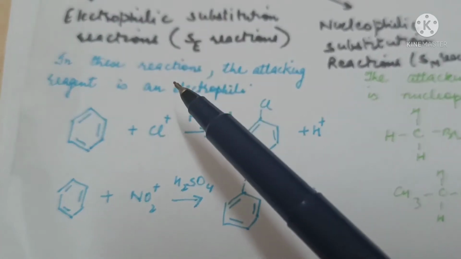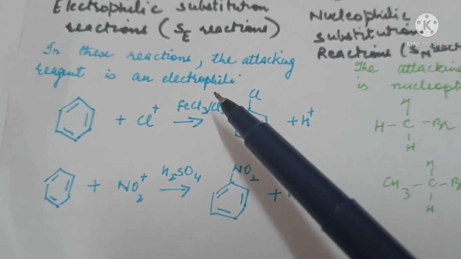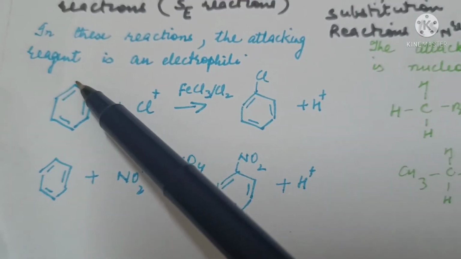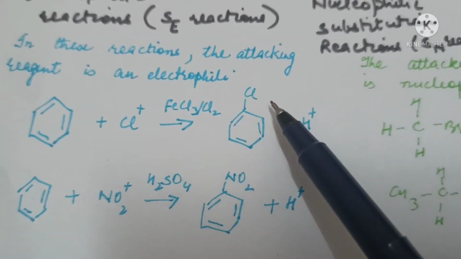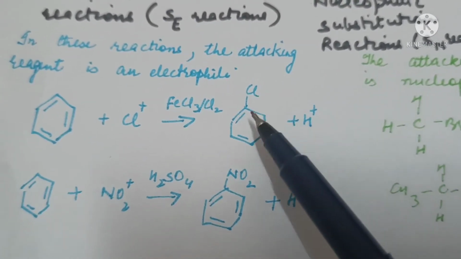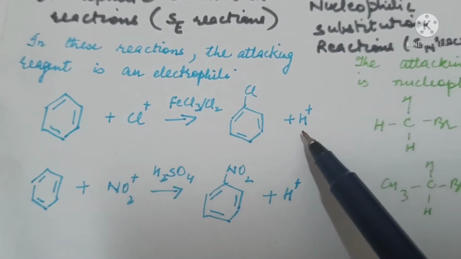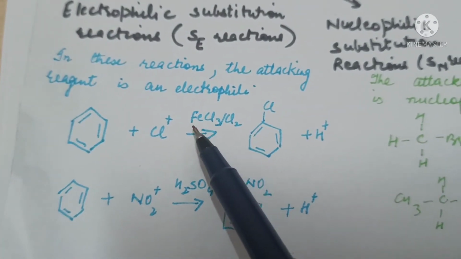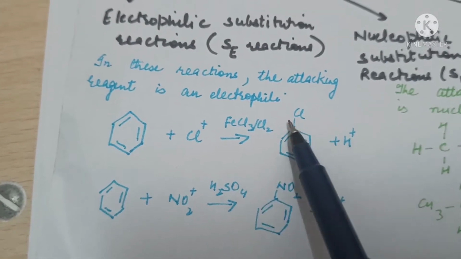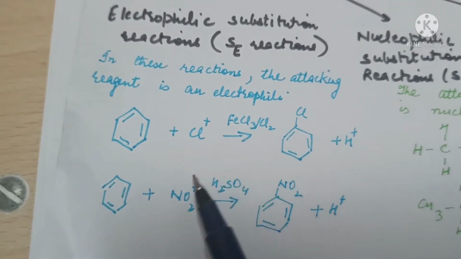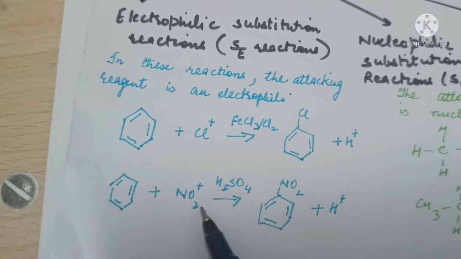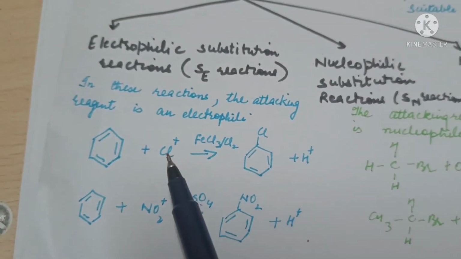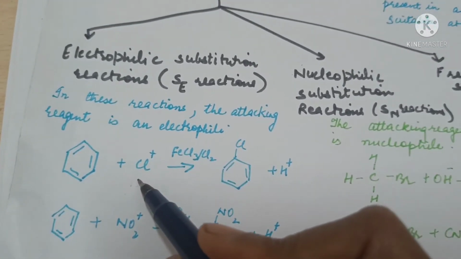In an electrophilic substitution reaction, the attacking reagent is an electrophile. For example, positively charged chloronium ion will attack the carbon-hydrogen bond here and form a bond. As a result, chlorobenzene is formed. H will be removed as H+ ion. This happens in presence of Lewis acid, ferric chloride, and chlorine. These two react to generate the chloronium ion. Similarly, benzene can react with nitronium ion in presence of sulfuric acid to form nitrobenzene and H+ ion. So here the attacking reagent is an electrophile.